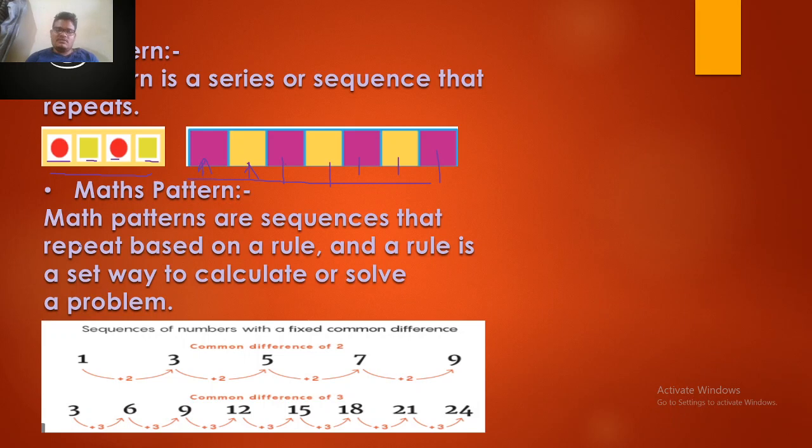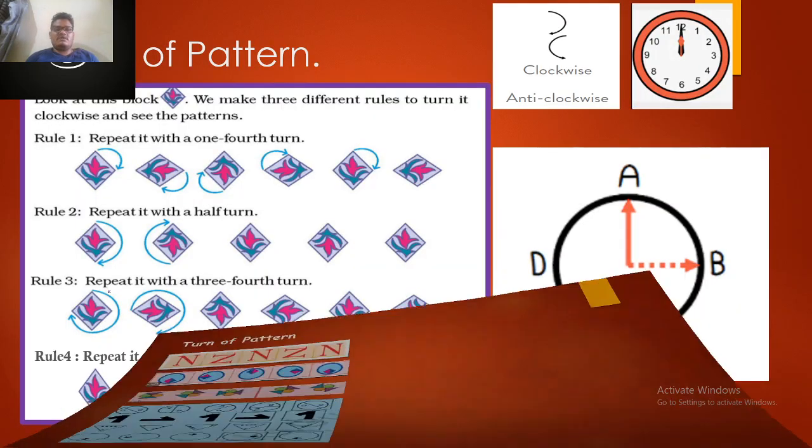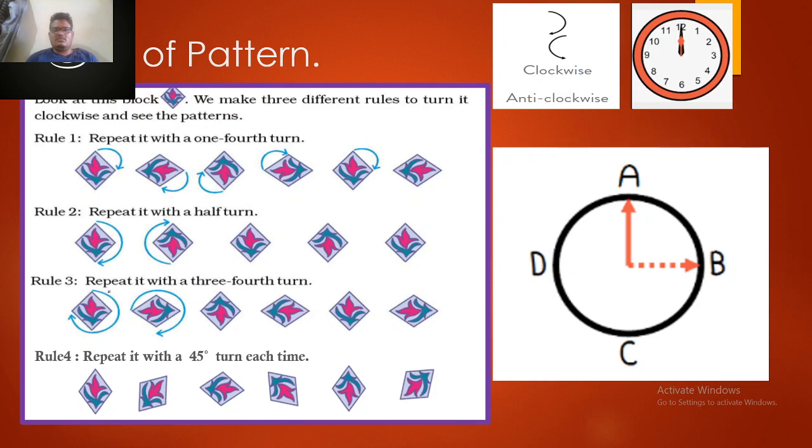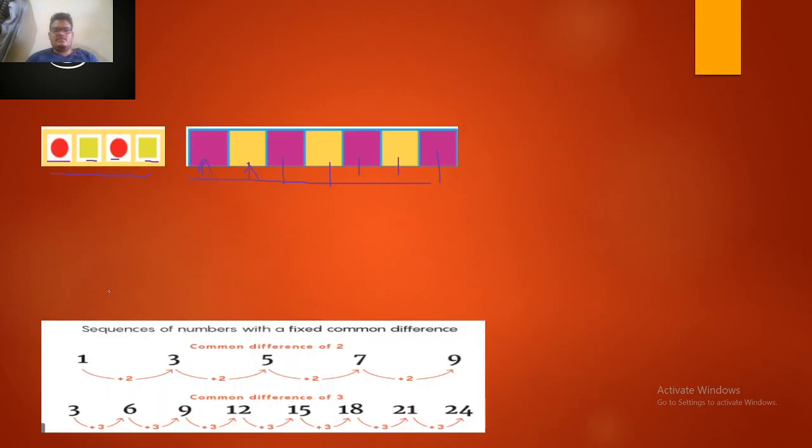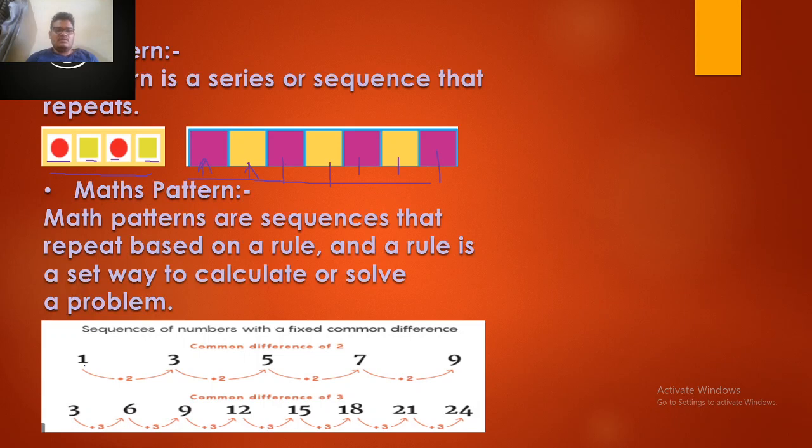Math patterns are sequences that repeat based on a rule, and a rule is a set way to calculate or solve the problem. Meaning, in the math pattern what will you find? Just look here, numbers are given: 1, 3, 5, 7 and 9. You can see in these numbers a certain pattern is going on.